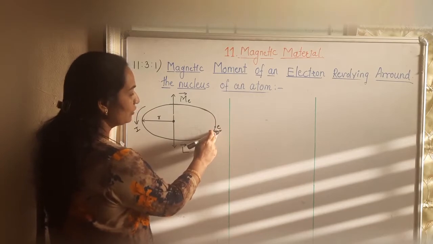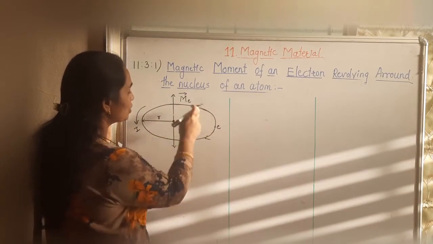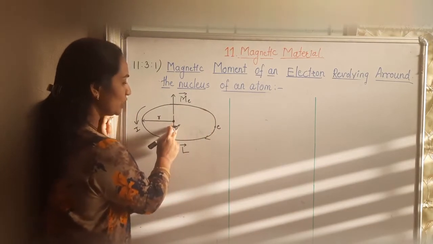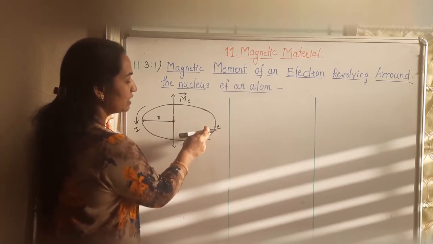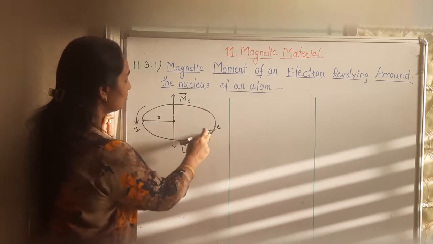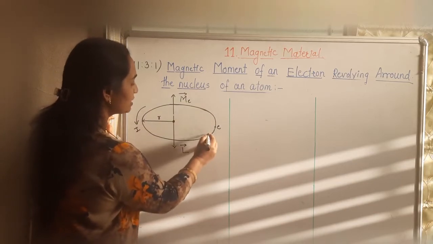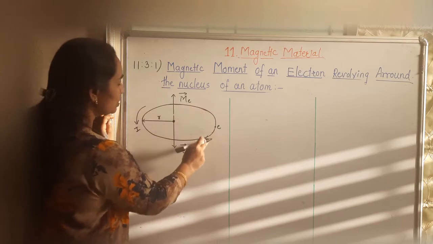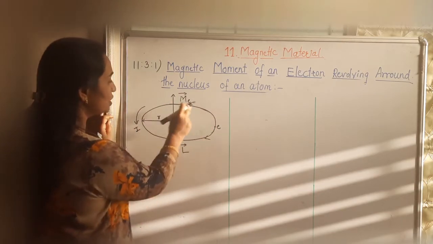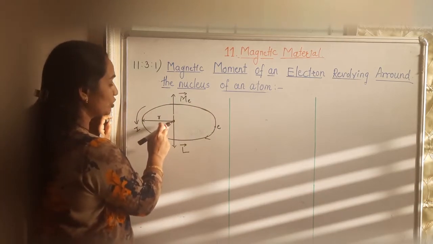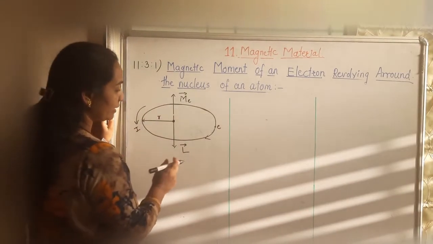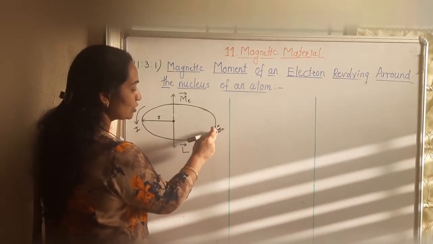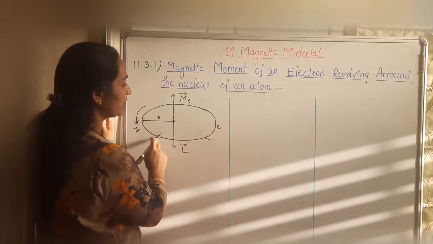This is the electron which is revolving around the positively charged nucleus. Here is the nucleus and this is the electron. These electrons move around the positively charged nucleus in this direction. Consider that the electron moves at a constant speed v.